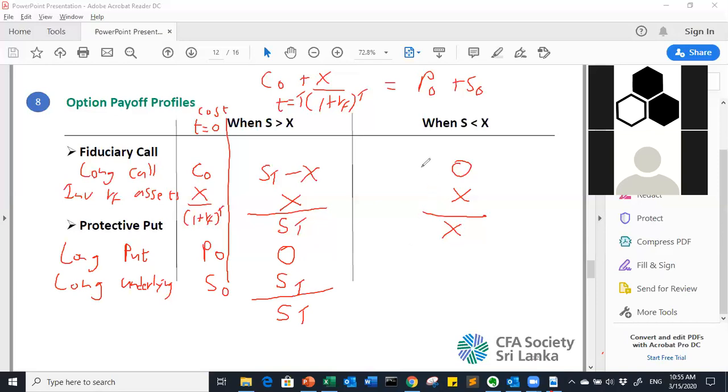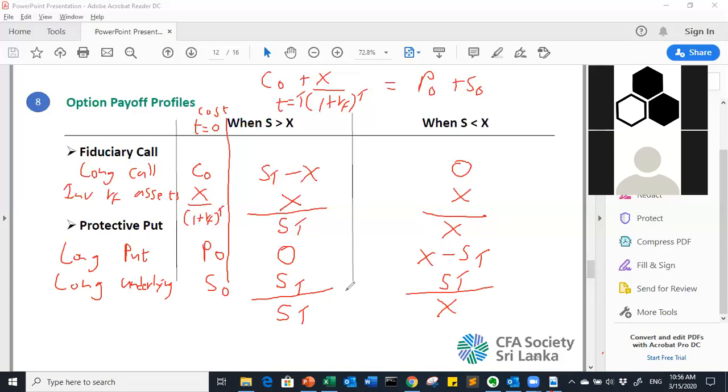In contrast, if S was less than X, it would be advantageous to exercise the option. So you get X minus ST. And you also hold the underlying. At this point, you need to give the asset because you're selling the asset. But luckily, you already own the asset, so you can just deliver whatever asset you had. And you net basically receive that X. So if you add this up, the net payment you're getting is X.